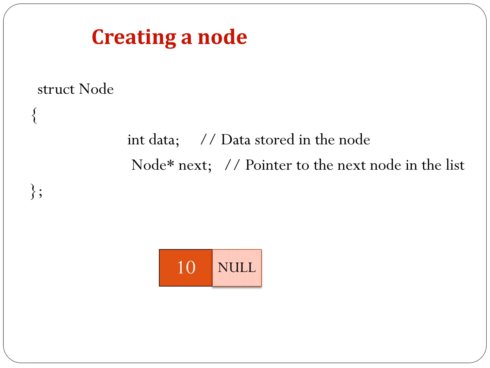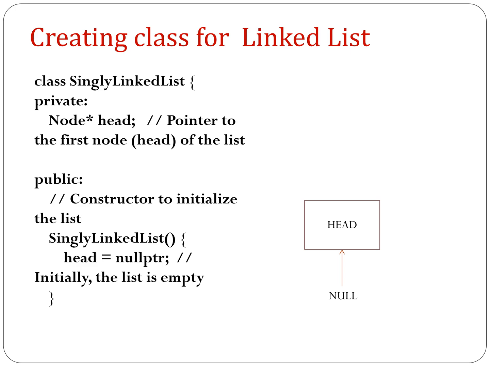The second field, or variable, we declare is of type node star, which is nothing but a pointer, because in the next field you want to store the address. So node star next is nothing but the pointer to the next node in the list. This is an example of creation of a node structure with the data value 10 and the next field null. It means the linked list has only one node, with data 10, and this is an end node. That's why the next pointer is set to null.